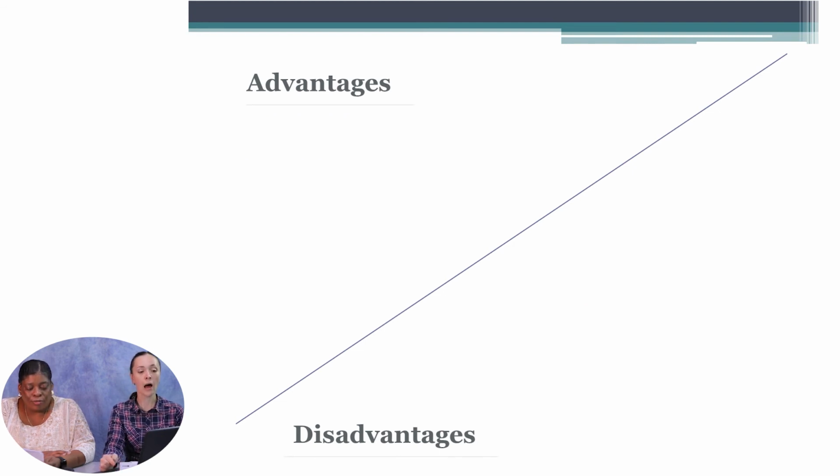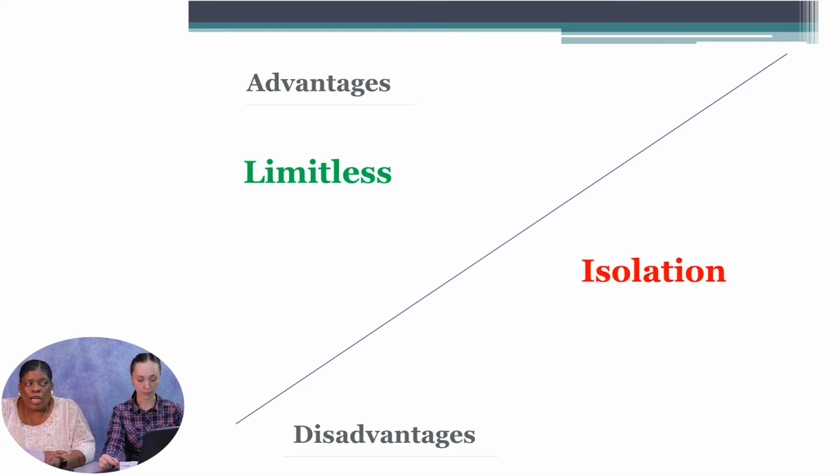And the last one I would like to list is limitless. You can never predict where the discussion will go. The unexpected often results in increased incidental learning. And the last disadvantage is isolation. Some learners prefer to learn on their own and don't participate in discussions, and this can lead to isolation.